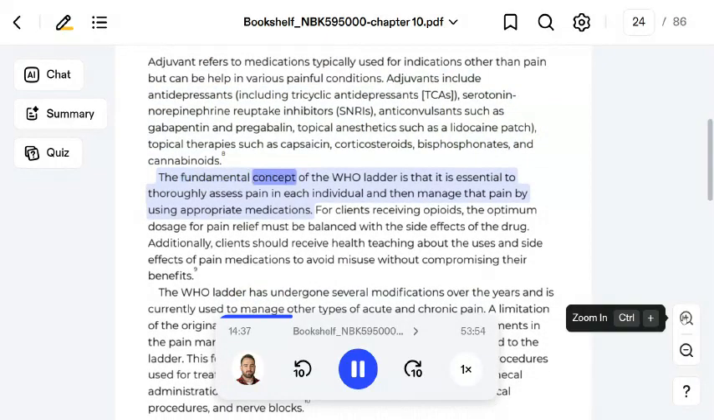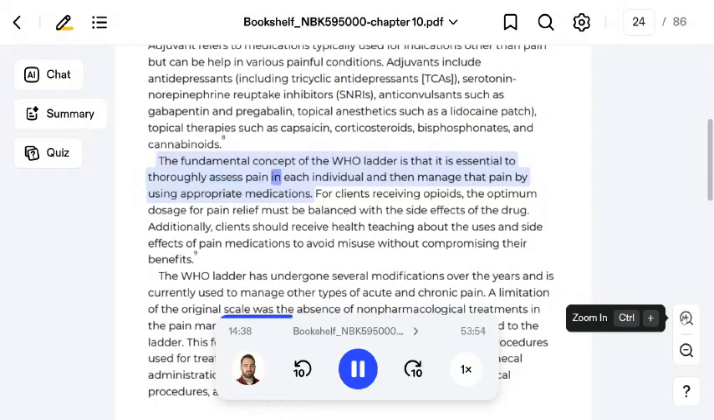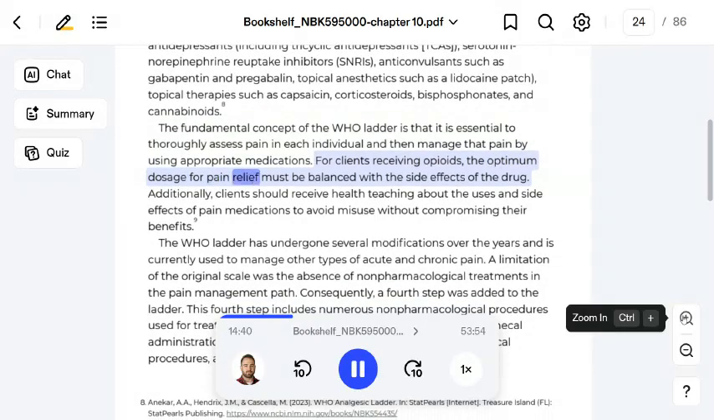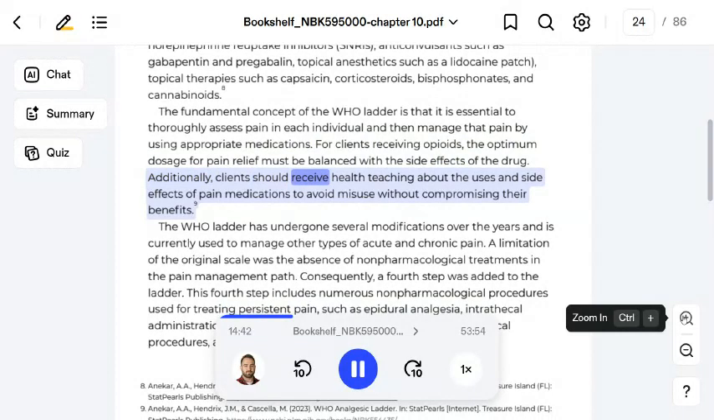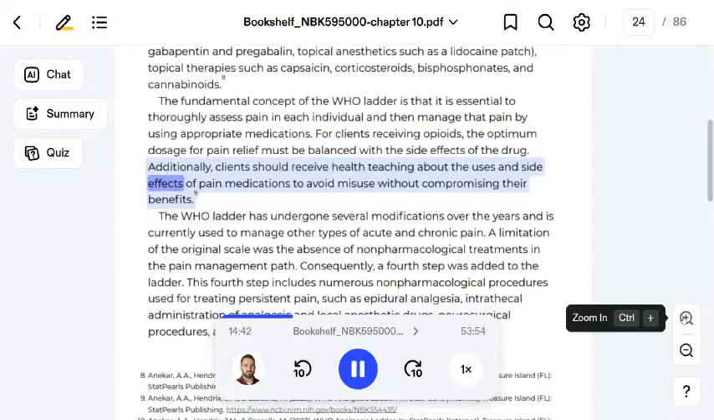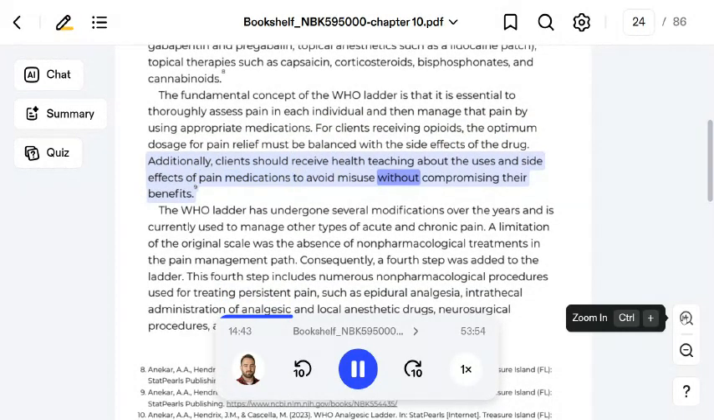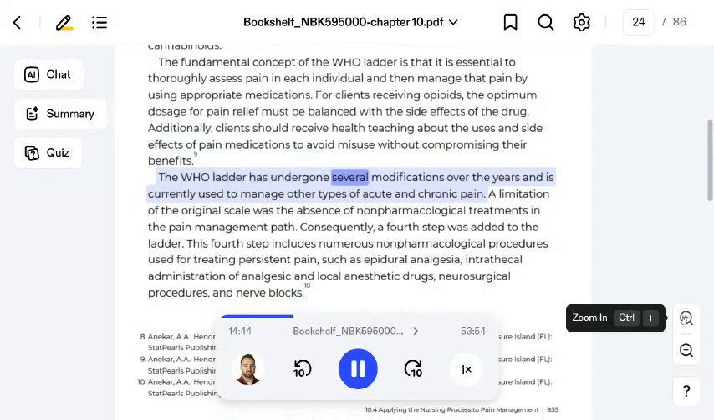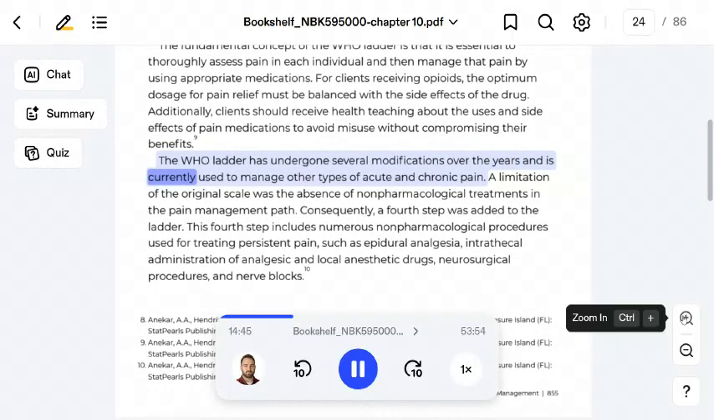The fundamental concept of the WHO ladder is that it is essential to thoroughly assess pain in each individual and then manage that pain by using appropriate medications. For clients receiving opioids, the optimum dosage for pain relief must be balanced with the side effects of the drug. Additionally, clients should receive health teaching about the uses and side effects of pain medications to avoid misuse without compromising their benefits. The WHO ladder has undergone several modifications over the years and is currently used to manage other types of acute and chronic pain.